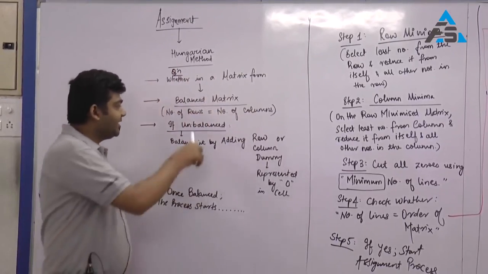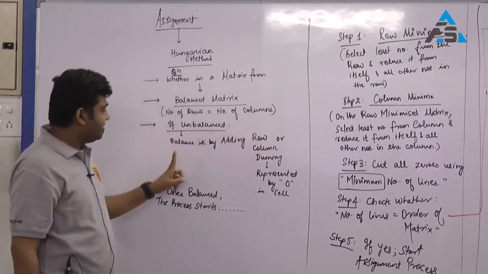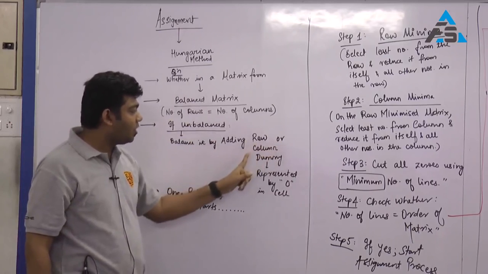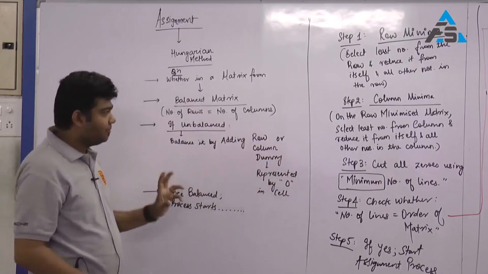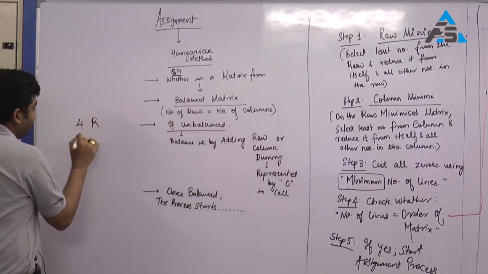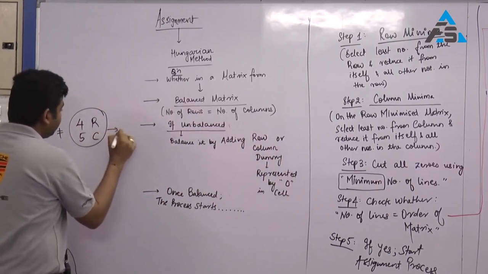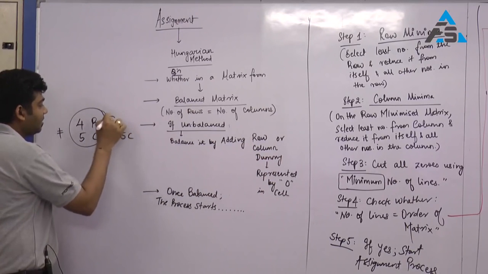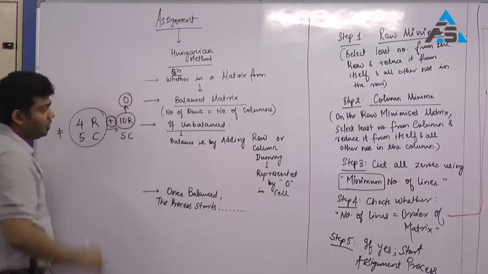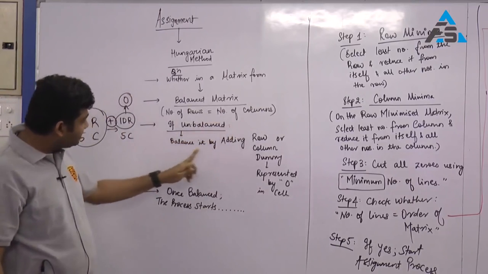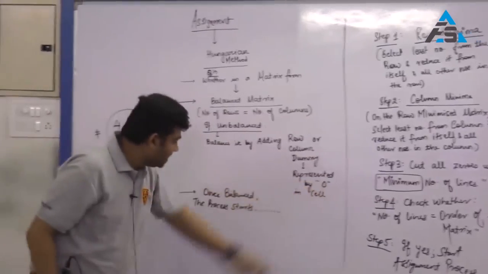Balanced matrix, sir, what is balanced matrix? Number of rows should be equal to number of columns. If it is unbalanced, then we have to balance it by adding a dummy row or column, which is represented by 0 in the cell. So suppose there are 4 rows and 5 columns. So obviously this is not equal, this is not balanced. How do you balance it? 5 columns will remain as it is, but here you will add 1 dummy row. The dummy row will be represented by 0. So if it is an unbalanced matrix, balance it by adding dummy row or dummy column, as the case may be, by representing 0 in the cell.